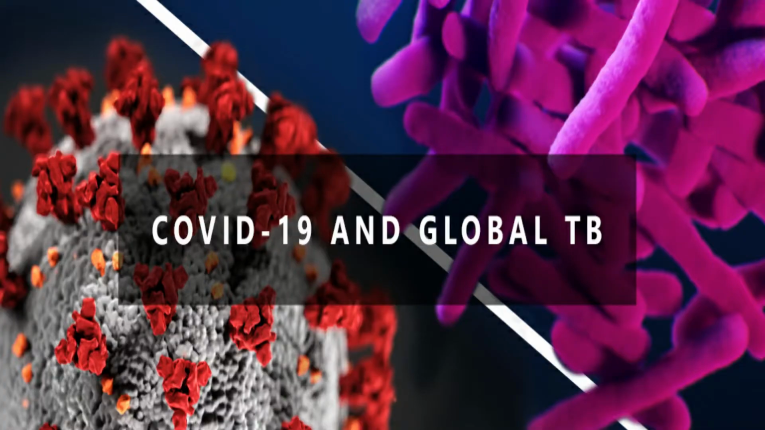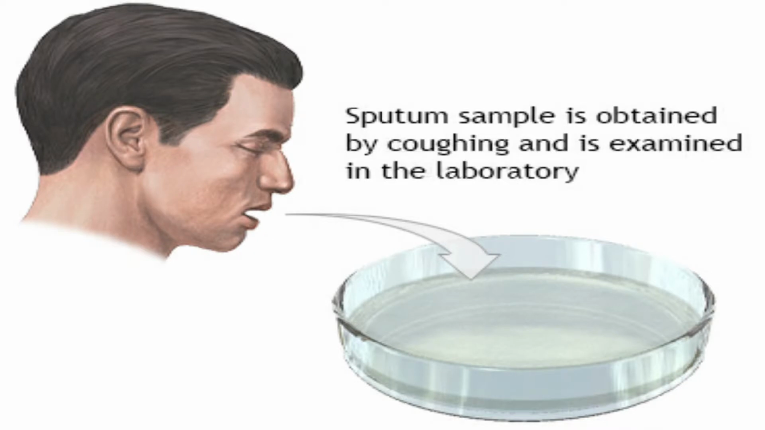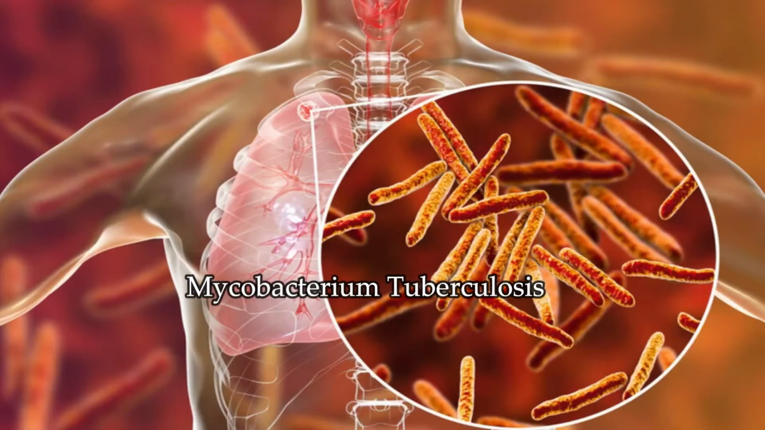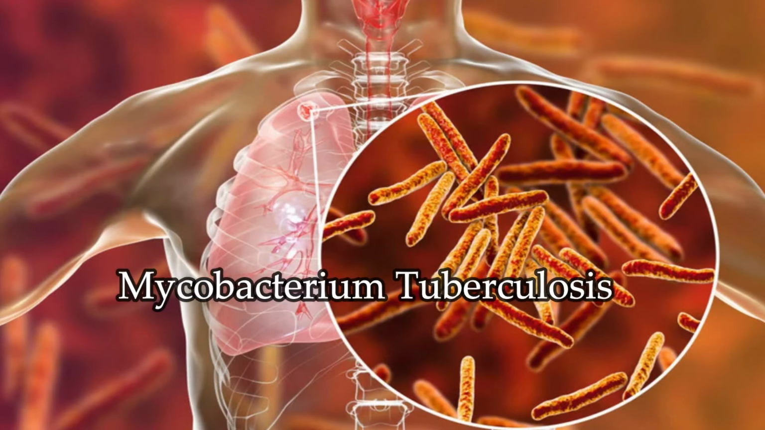First and foremost, unlike dry cough in COVID, tuberculosis is associated with sputum production, which is a mix of saliva and mucus from the throat or lungs. So, what is tuberculosis and how does it affect you? When an infected individual coughs, sneezes or laughs, the causative bacteria Mycobacterium tuberculosis travels through the air from one person to another, causing tuberculosis or TB.